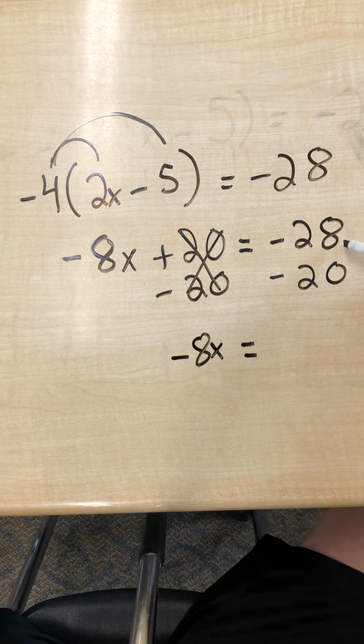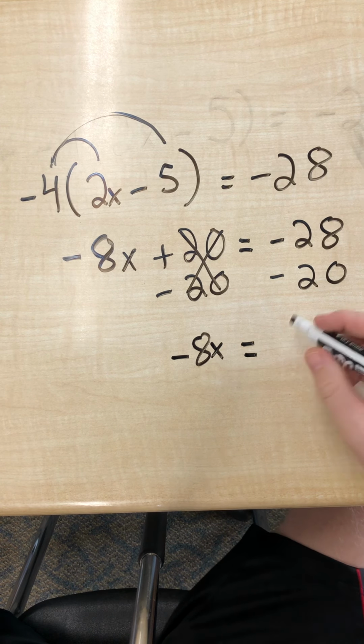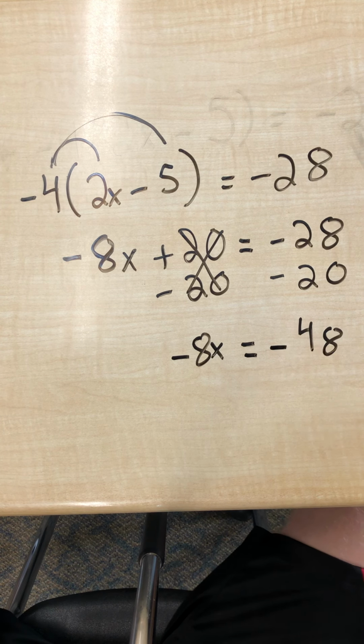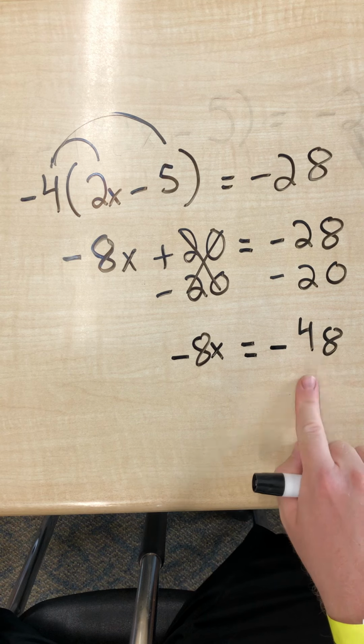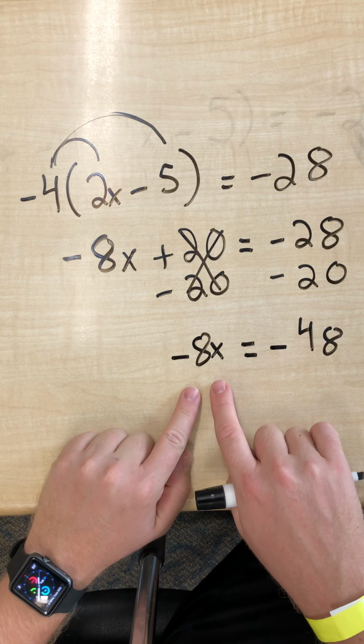Here we go, -28 minus 20, they're both negatives. And if we're subtracting, it keeps going in the negative direction. That would be -48. You can also plug that into a calculator. If you just go -28 minus 20, we would get -48. That is step 3. That's called isolating the variable, getting the variable on one side of the equation.